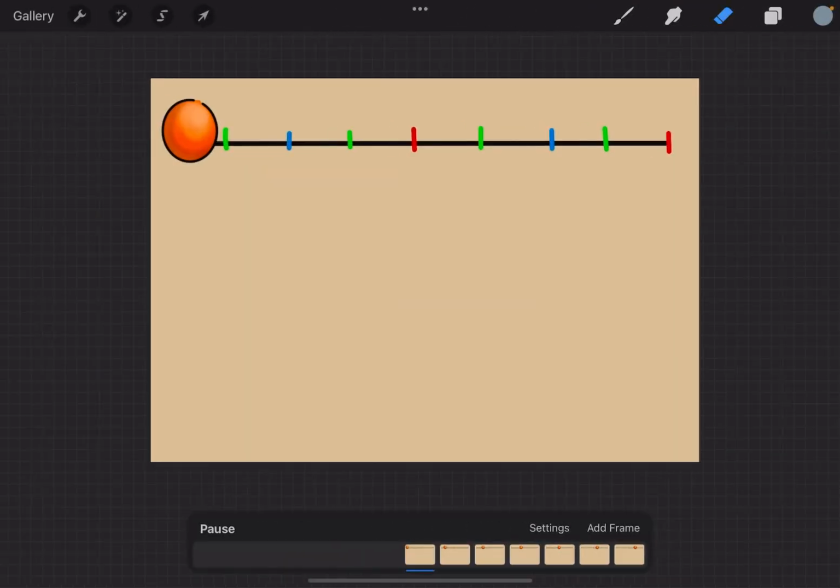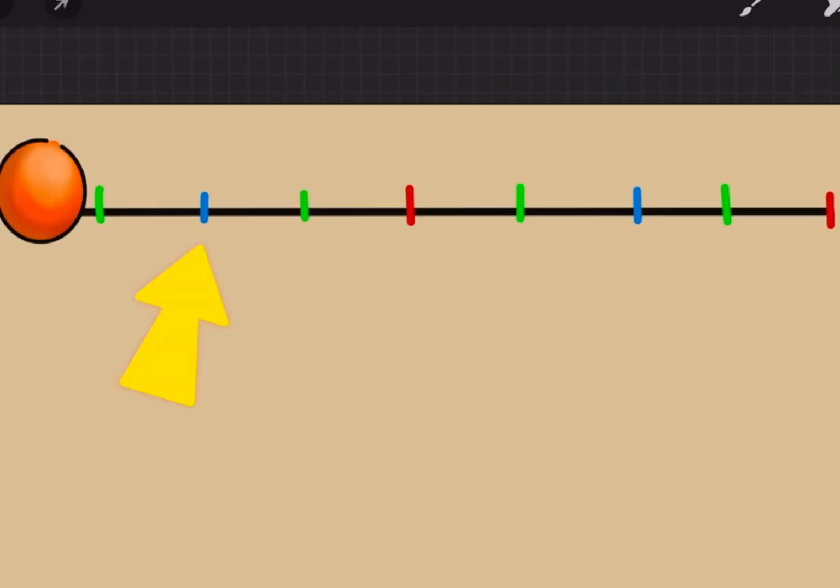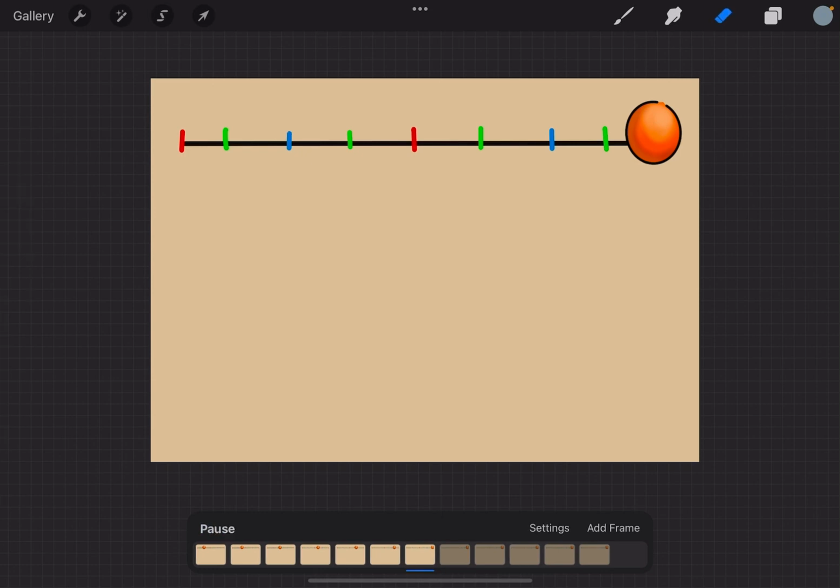For our first example, we have a ball moving at a constant speed. Each frame is relatively the same distance from one another. This gives us a very robotic and boring movement.